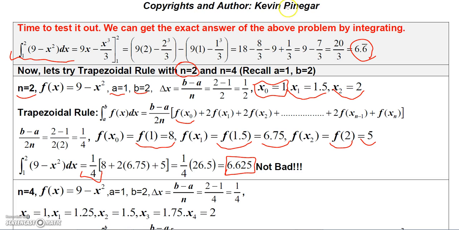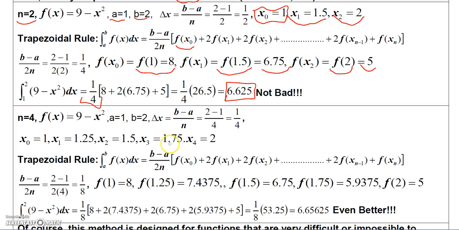Now, what if I do it with n equal 4? With n equal 4, the delta x would be 2 minus 1 over 4, or 1/4. Since 1/4 is 0.25, I'm just going to use 0.25. So x0 would be 1, and then the next point would be 1 plus 0.25, which is 1.25. Then 1.25 plus 0.25 is 1.5, then add 0.25 and you'll get 1.75, and then add 0.25 and you'll get 2.